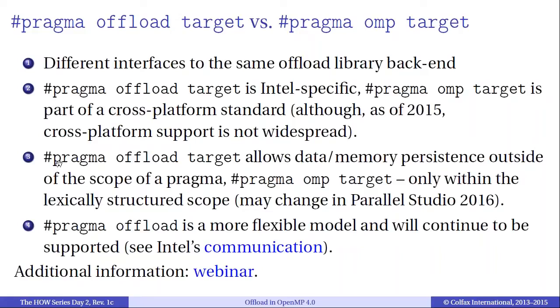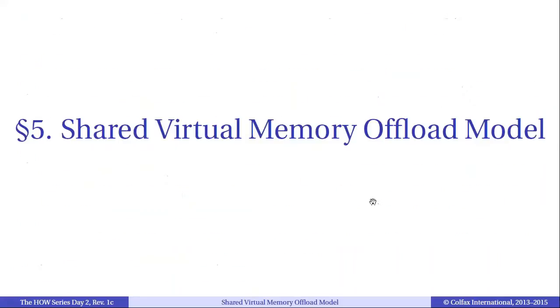Last check: pragma OMP target only allows data persistence within a lexically structured scope. Pragma offload target allows memory persistence outside the scope of the pragma, so you do offload from one function and reuse in another function. We've been promised that it will be changed in Parallel Studio 2016. This edition is out now, but to be honest, I just haven't had a minute to check, so this may be different in the latest compiler edition.